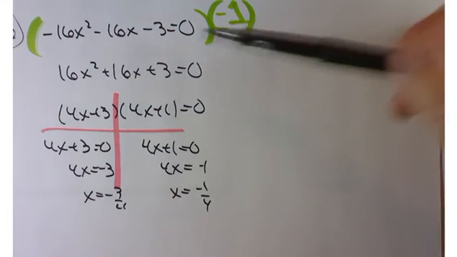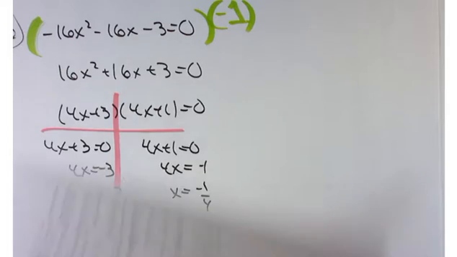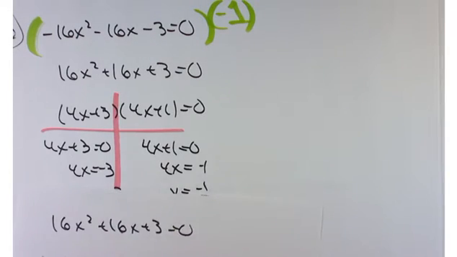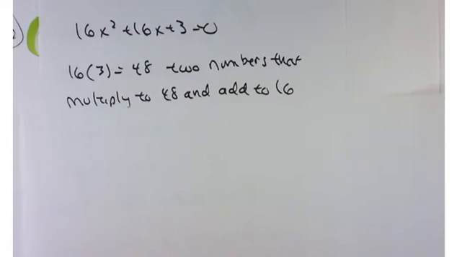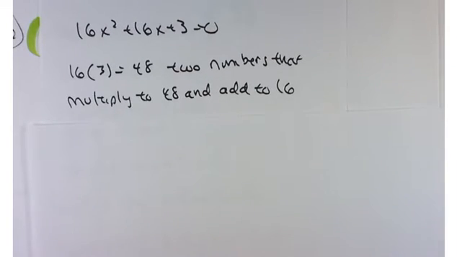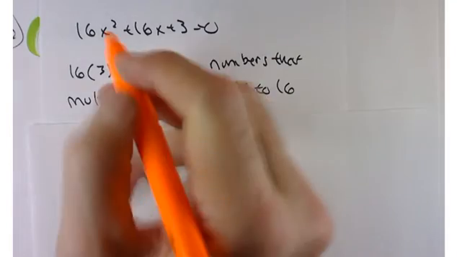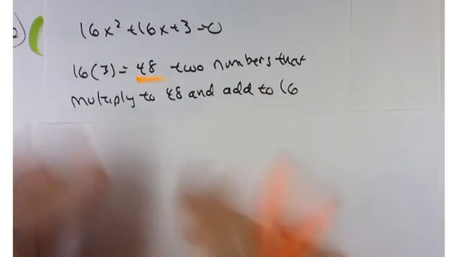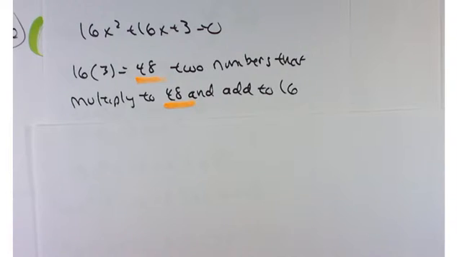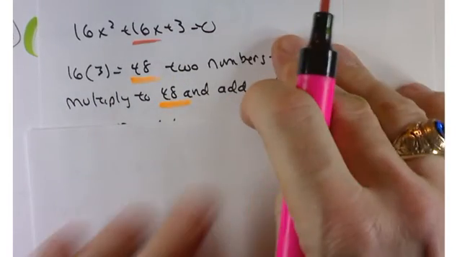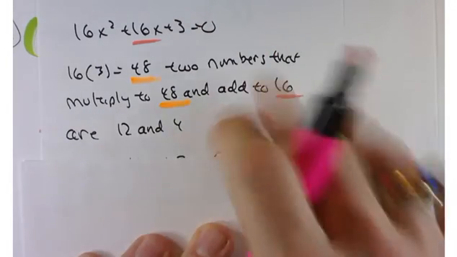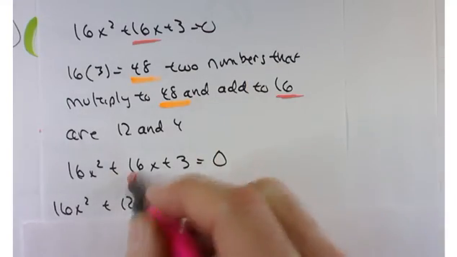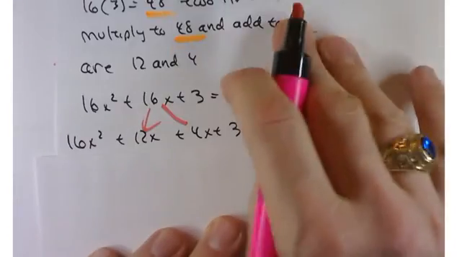Now, in case you're wondering, how did you know that? All right, here's the way we did it back when we were working on this stuff a couple chapters ago. You look for two numbers that multiply to 48. So the 48 is the product of the outside numbers. Two numbers that multiply to 48 and add to 16. That 16 is your middle number. If you split it up into 12 and 4, then we can make some progress. That 16 splits up like this.